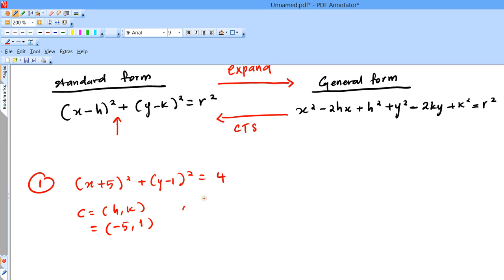And then this refers to r squared. So r squared equals 4, so r equals 2. r equals the square root of 4, which equals 2. This is how we find the radius and center if we have the standard form of a circle.